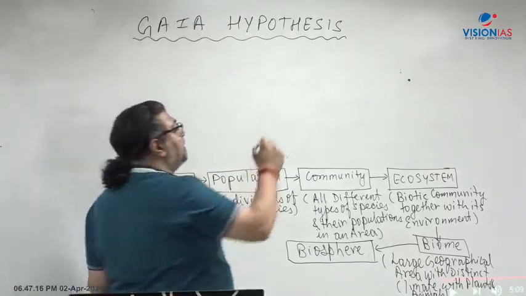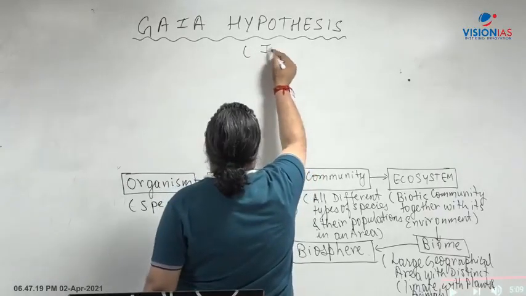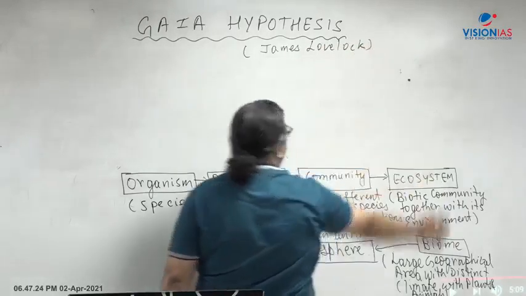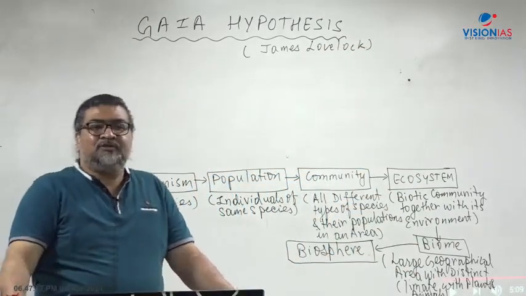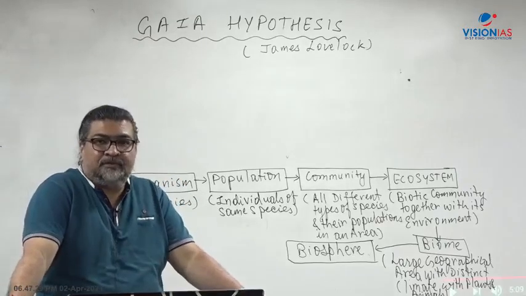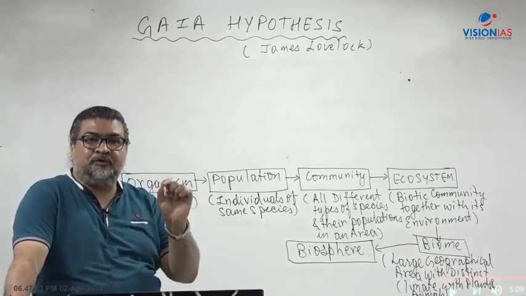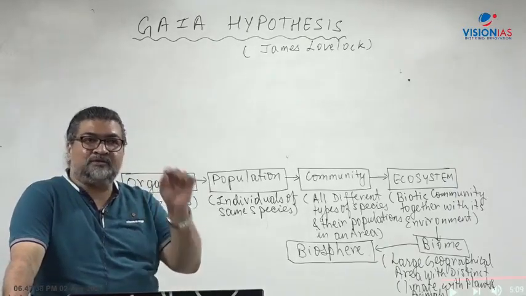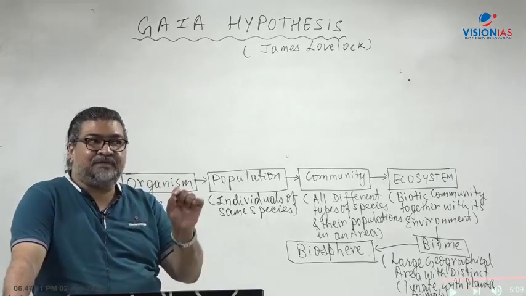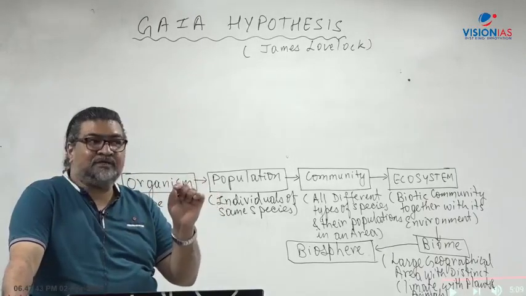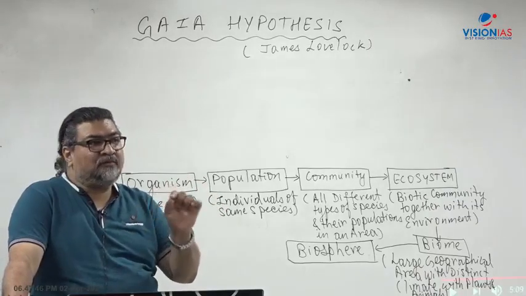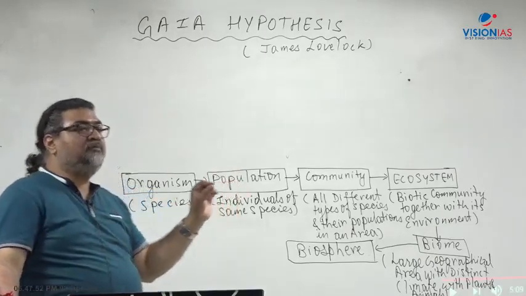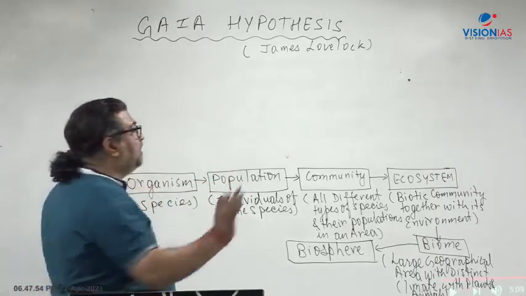This particular concept has been given by UK scientist James Lovelock. He gave this hypothesis. What is a hypothesis? A hypothesis is a statement which needs to be proved. When you carry out any kind of research, you put across a hypothesis. And based on the experiment, the findings, the research, a hypothesis can be accepted or rejected. That's what is called a hypothesis. It's not a foolproof concept, but it is proposed by James Lovelock, and needs to be further studied.